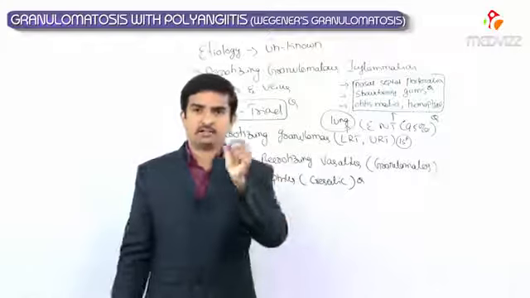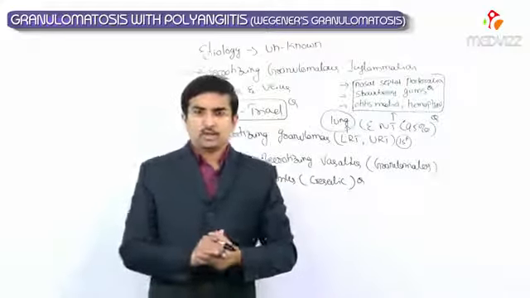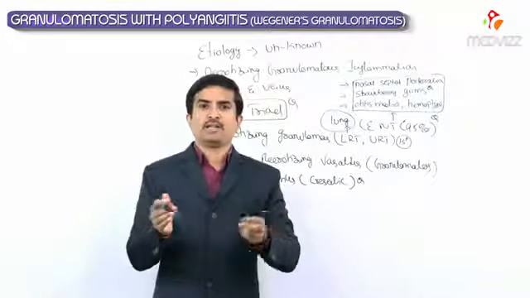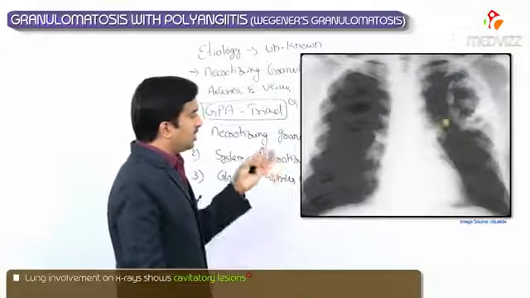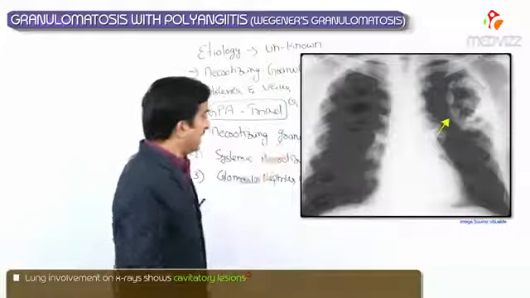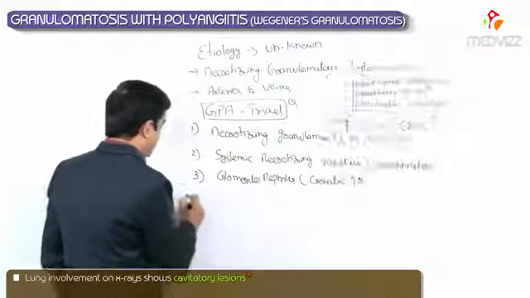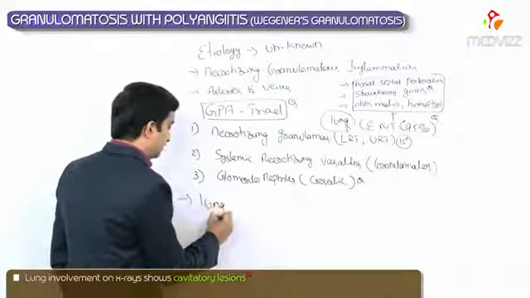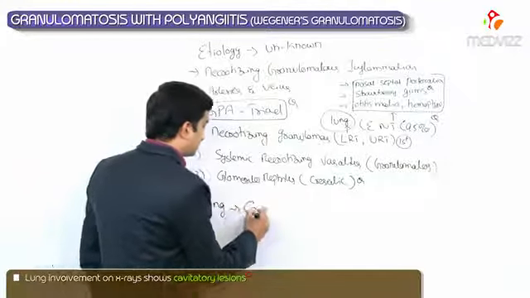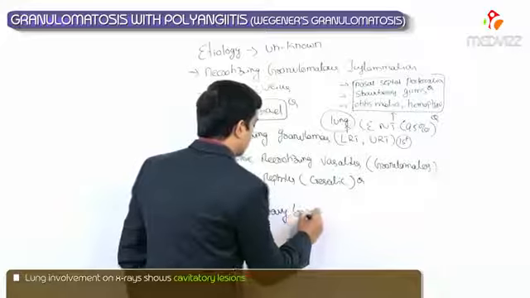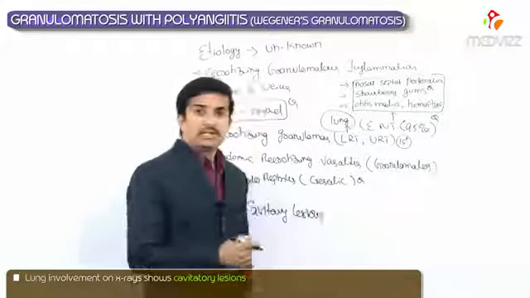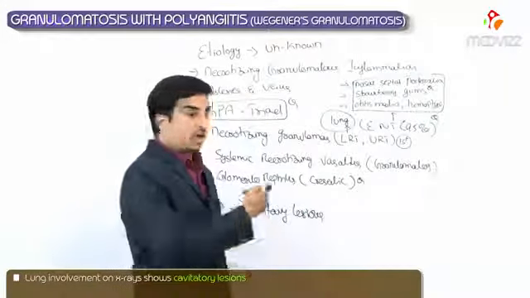So because of the granuloma formation seen in the lung, we can see the X-ray which clearly shows the cavitary lesions. So in the lung, let me write lung lesions, we can see cavitary lesions. One can see the cavitary lesions on the X-ray.